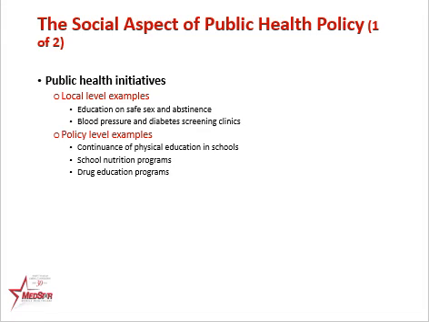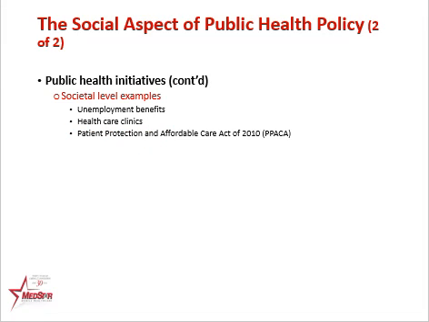Policy initiatives to address the social determinants of health at an early age have included school nutrition programs, drug education programs, continuance of physical education in schools, and increased focus on literacy level. At a broader societal level, initiatives such as unemployment benefits and low-cost healthcare clinics have been established to address the social dimension of health and help people gain access to healthcare services that they might not have otherwise been able to access.